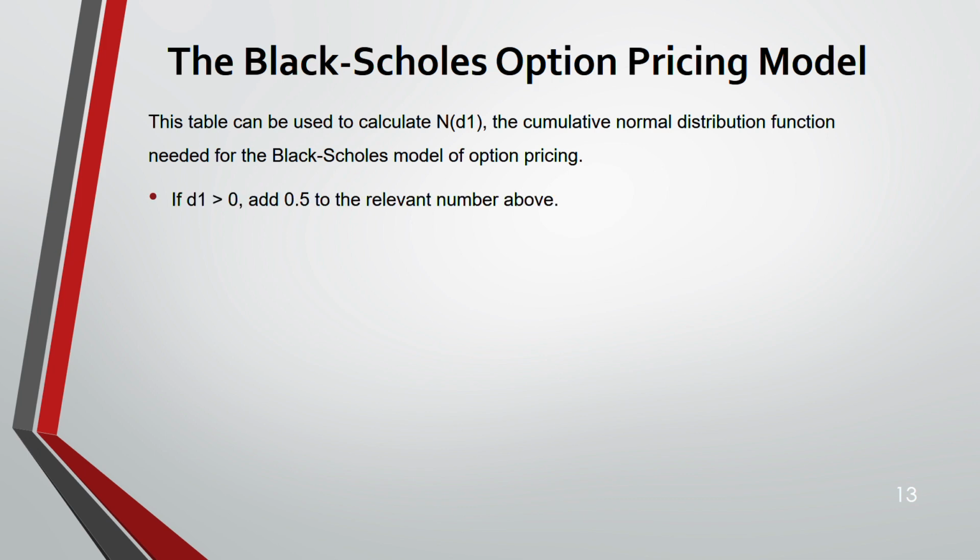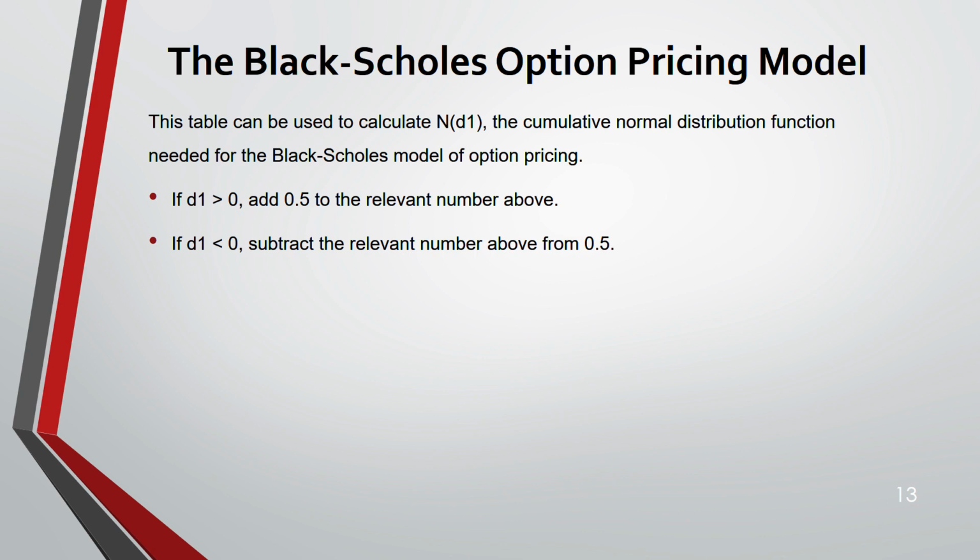If your D1 is greater than 0, first you will calculate D1. Then only you will find ND1. N is the probability you have to multiply with the D1. If your D1 is greater than 0, that means a positive figure, add 0.5 to whatever number you get from the distribution table. If it is less than 0, or it means a negative number, deduct that number from 0.5. That means 0.5 minus that number.